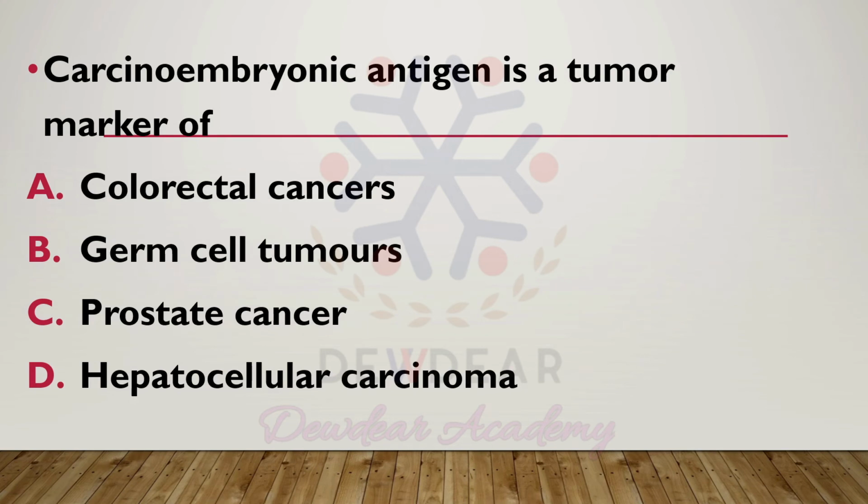Carcinoembryonic antigen is a tumor marker of? Options: colorectal cancers, germ cell tumors, prostate cancer, hepatocellular carcinoma. Correct answer is option A, that is colorectal cancers. So carcinoembryonic antigen, CEA, is a tumor marker of colorectal cancer.